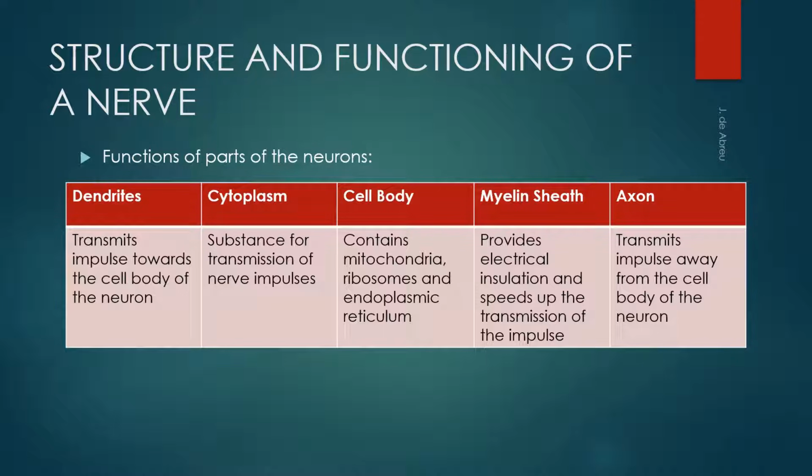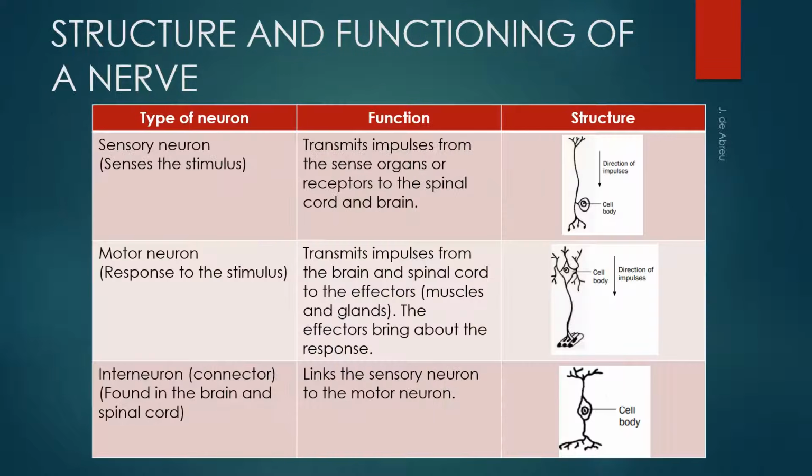Okay, so this is just the functions of the nerves, so the specific parts of the neuron. So the dendrites, it transmits the impulse towards the cell body of the neuron. The cytoplasm, the substance for transmission of nerve impulses. The cell body, it contains mitochondria, ribosomes, and endoplasmic reticulum. And the cytoplasm is in the cell body. There's the myelin sheath that protects the axon, and it provides electrical insulation and speeds up the transmission of the impulse. And then the axon, it transmits the impulse away from the cell body of the neuron to the terminal branches.